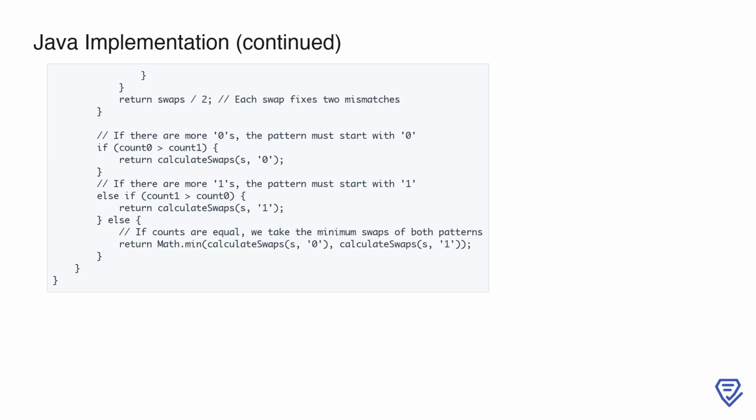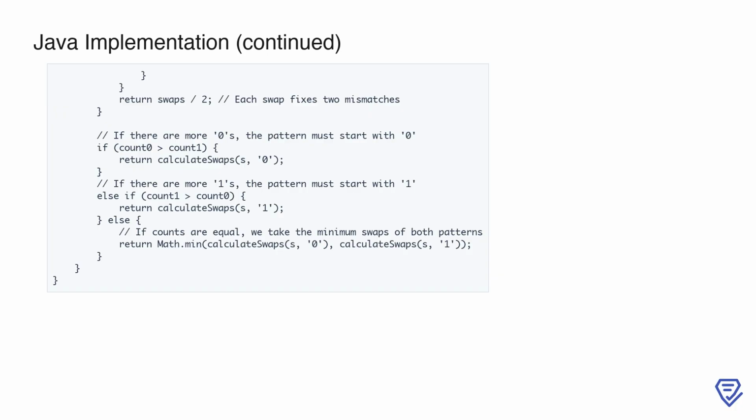Inside the calculateSwaps method, we initialize a variable called swaps to track the number of mismatches. For each position in the string, we calculate the expected character based on whether the index is even or odd. If the current character in the string does not match the expected character, we increment the swaps counter. At the end of the loop, we divide the swaps by 2, as each swap resolves 2 mismatches, and return the result.